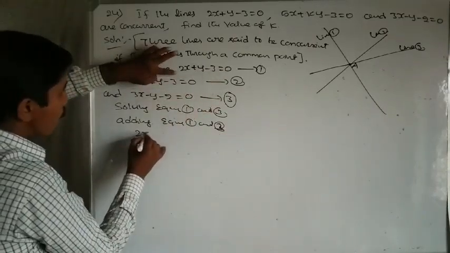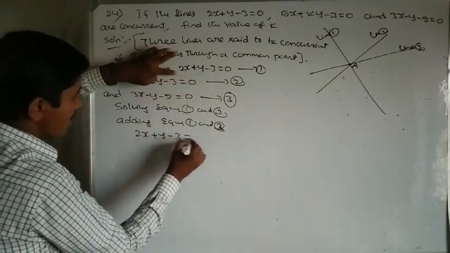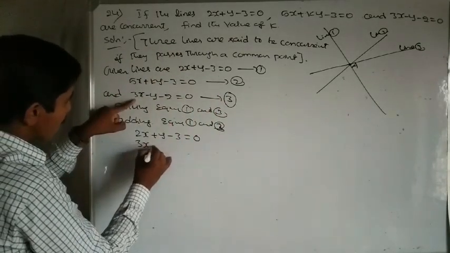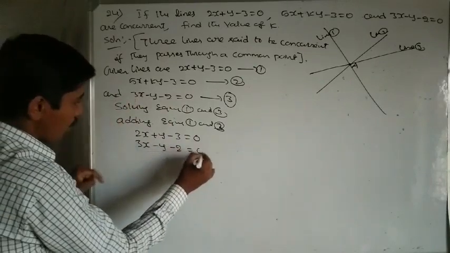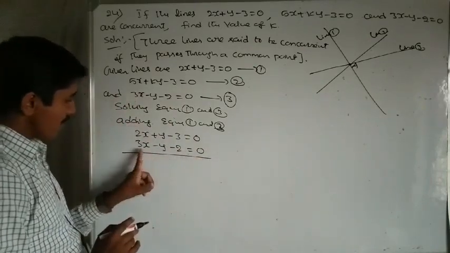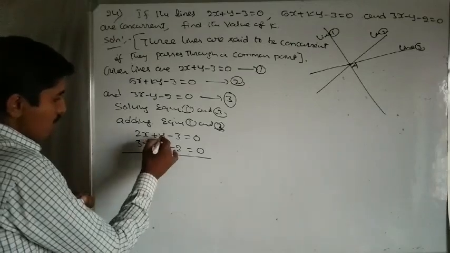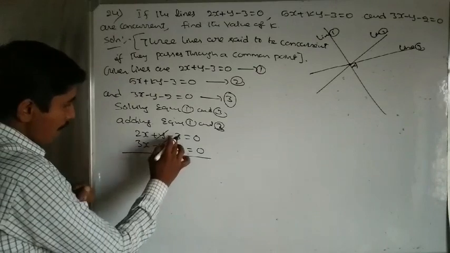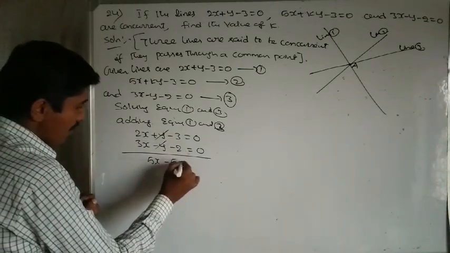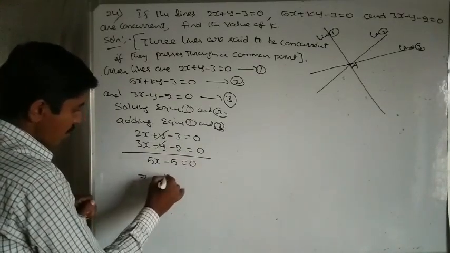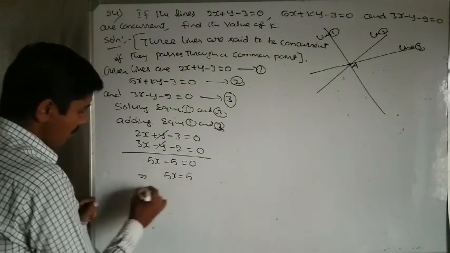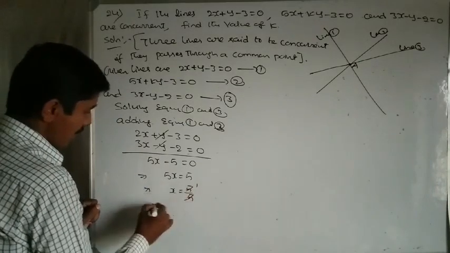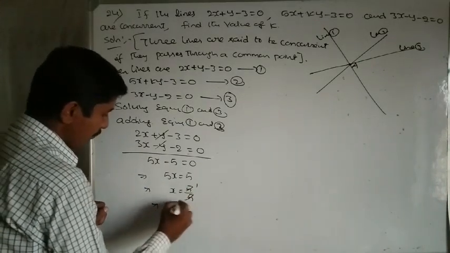Equation 1: 2x plus y minus 3 is equal to 0. Equation 3: 3x minus y minus 2 is equal to 0. Adding means the signs remain the same. Plus y minus y gets cancelled. 2x plus 3x is 5x, minus 3 minus 2 is minus 5, equal to 0. 5x is equal to 5. Then x is equal to 5 divided by 5, so x is equal to 1.